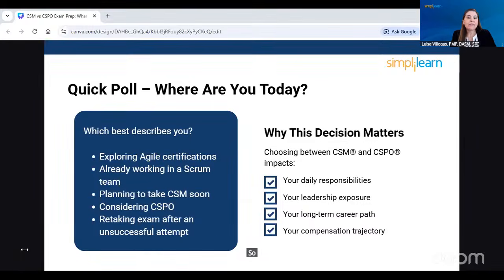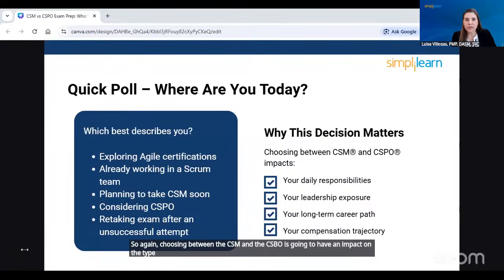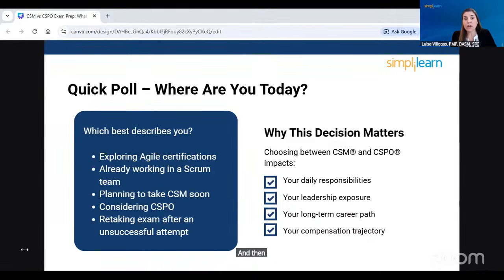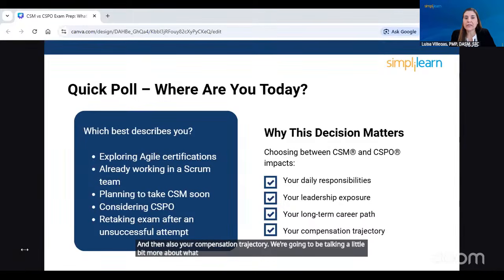So again, choosing between the CSM and the CSPO is going to have an impact on the type of work that you do, your day to day. How are you going to be working with leadership in your organization? What is your long-term career path? I think this is a critical one. We'll talk a little bit more about this. And then also your compensation trajectory. We're going to be talking a little bit more about what the expected salary ranges are, understanding obviously that these may vary by geographical location and whatnot, but just to give you an idea.